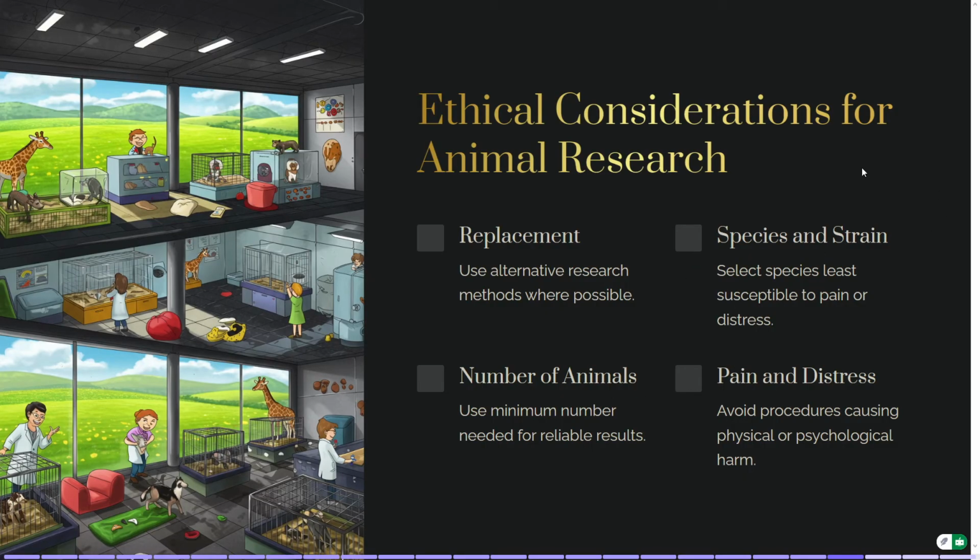So, species and strains. Select the species that are less susceptible to pain. That means the species of animals that are strong enough to be able to cope easily with your study.